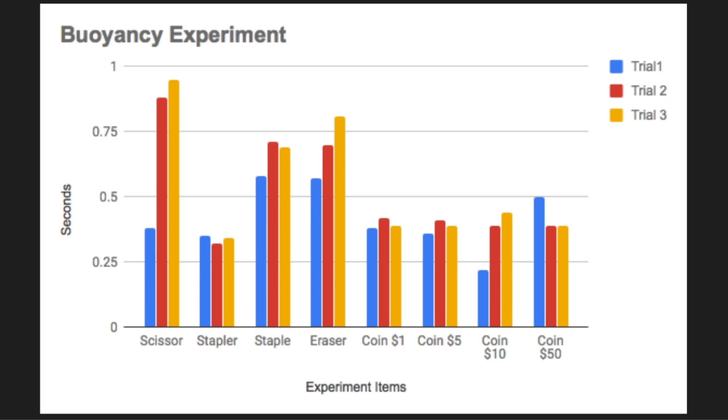For the scissor, the data is weird too. Trial 1 and Trial 2 have a big difference. This might be because there's a little error between Trial 1 and Trial 2.